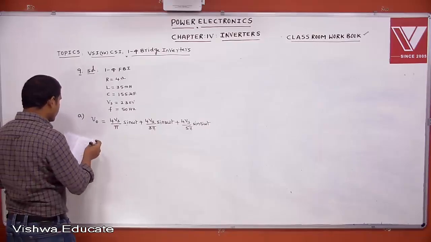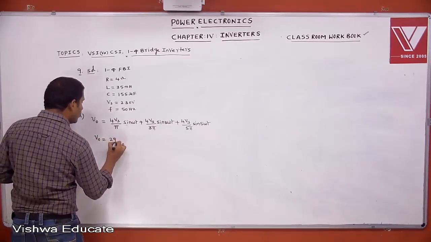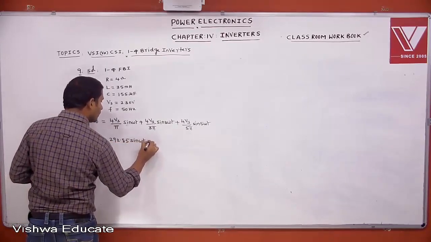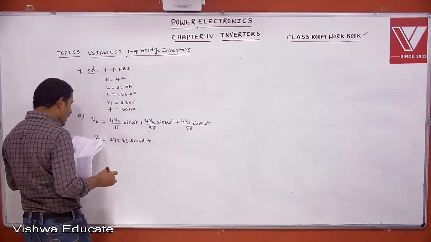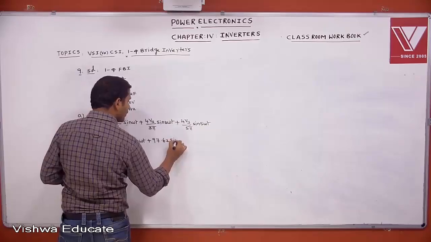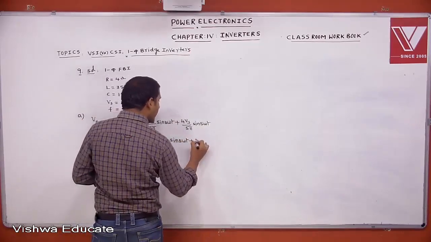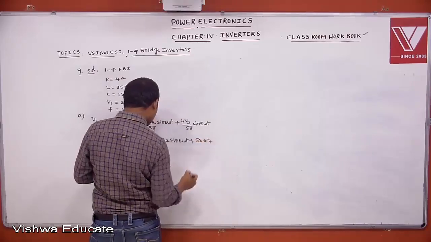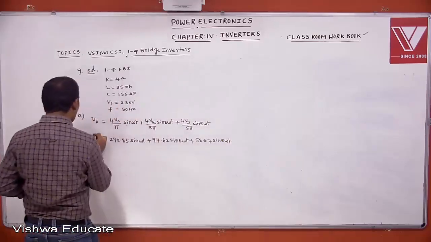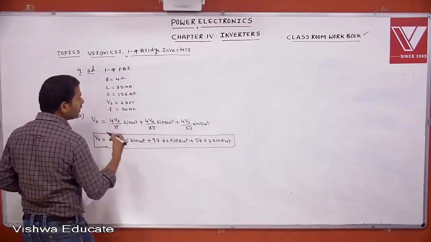By substituting that and simplifying, directly I am writing, we get 292.85 sin omega t plus 97.62 sin 3 omega t plus 58.57 sin 5 omega t. This is the output voltage. But the question does not ask for output voltage. You want to write the expression for output current.